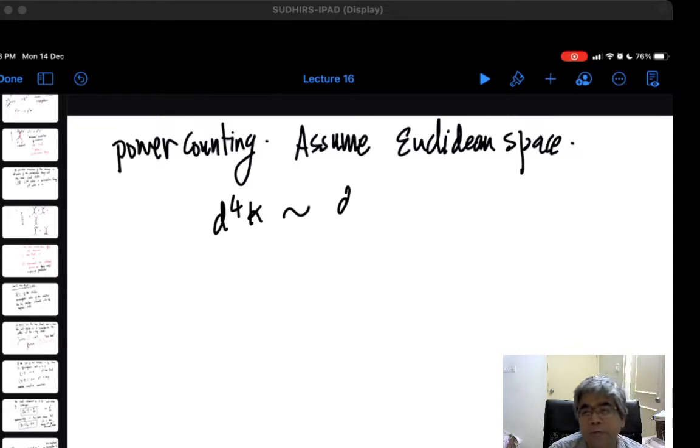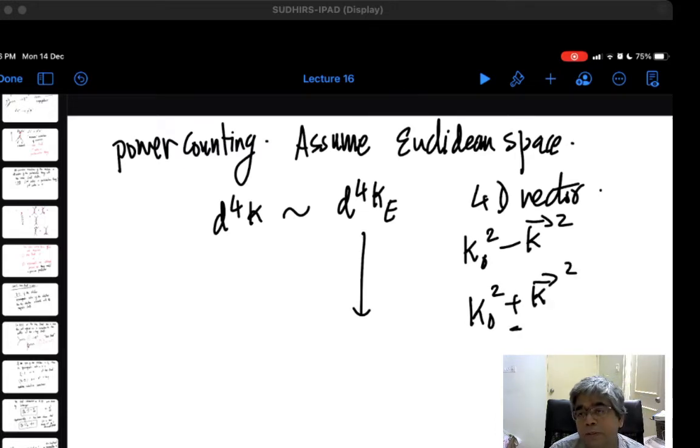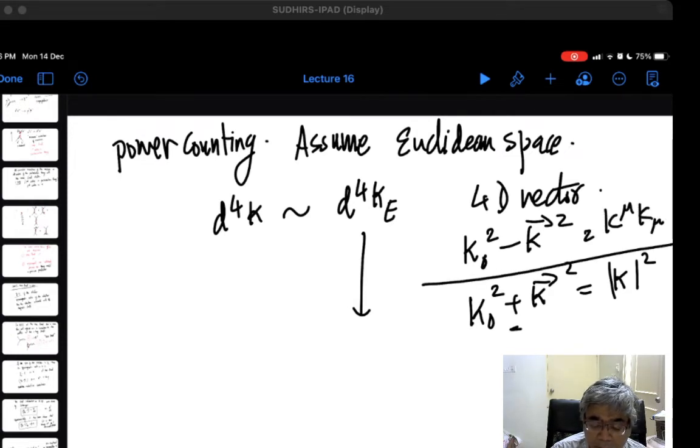So it's like a 4D vector. Euclidean means that normally you have k0 square minus k bar square, but in Euclidean it means k0 square plus k bar square. So everything is a plus sign, so there is no distinction. This will be mod k square, whereas this is k mu in Minkowski space, and this is in Euclidean space.